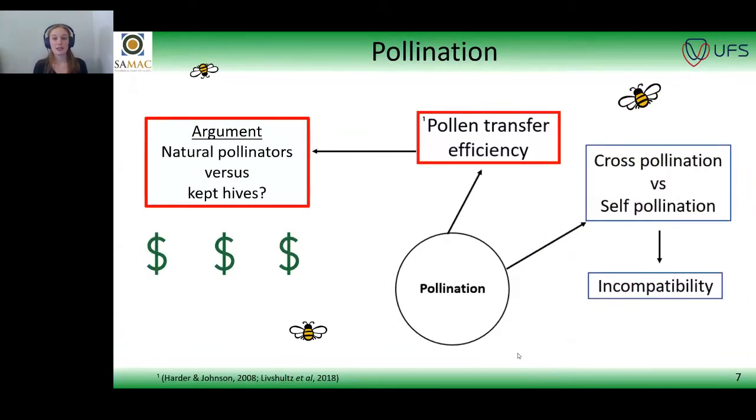When looking at pollination, pollen transfer efficiency was measured, and this is defined as how much pollen moves from one flower to the stigmatic surface of another flower successfully. This was measured to give light to quite a prevalent argument between macadamia farmers. Some farmers believe that it is financially justifiable to bring kept hives into their orchards during the flowering season, whereas other farmers feel it's okay to only rely on natural pollinators.